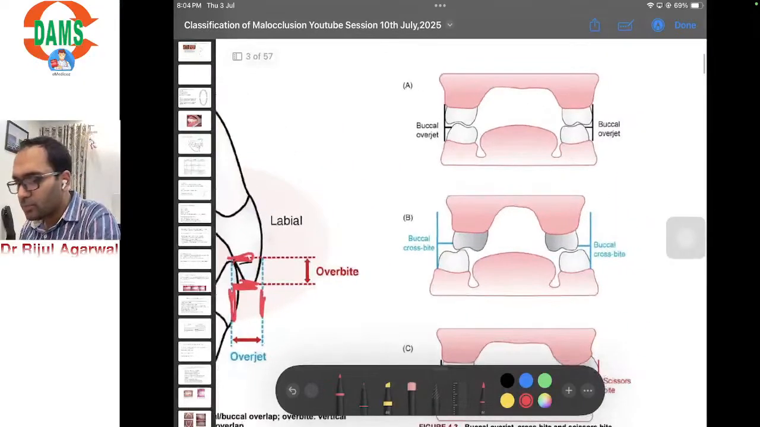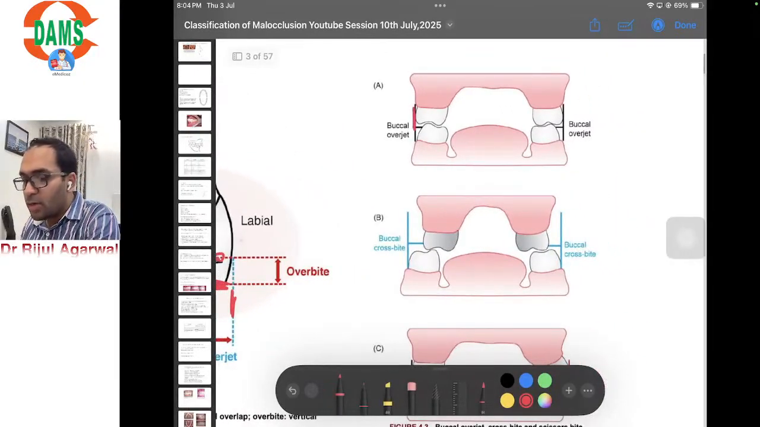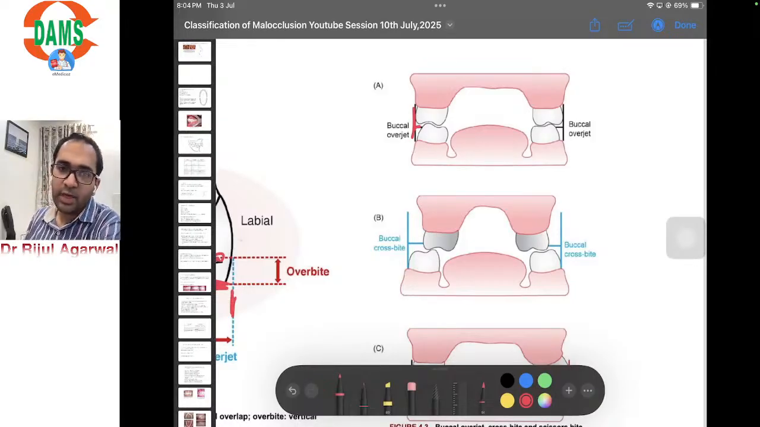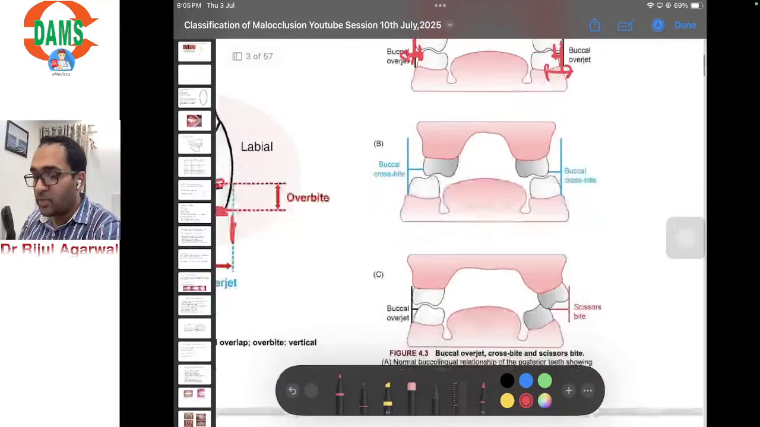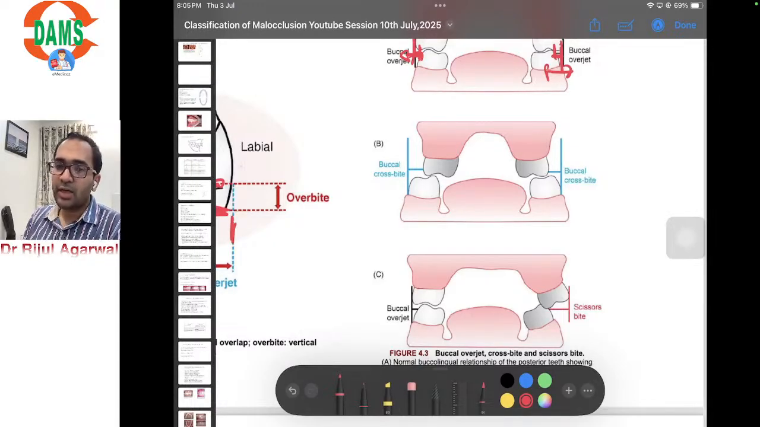This is the buccal overjet, the distance between the tangent drawn to the buccal cusp of the upper molars to the lower molars. Okay, so similarly, what is scissor bite and cross bite? When the upper posterior teeth are placed palatal to the lower ones, it is a cross bite, and when they are buccal, then it is a scissor bite.